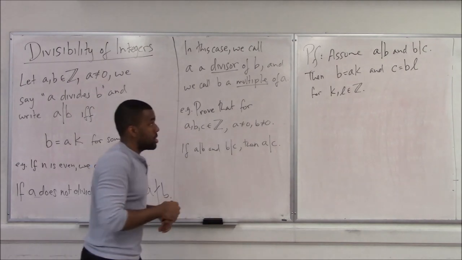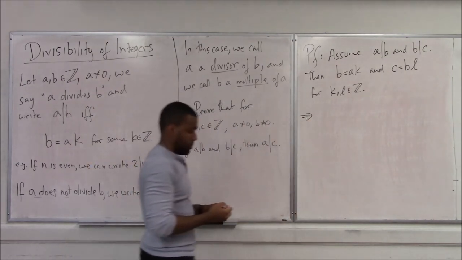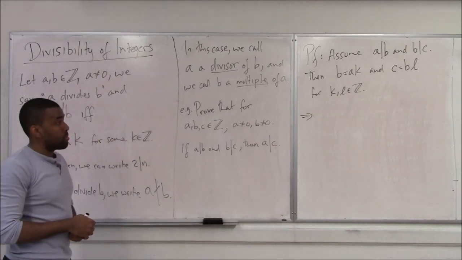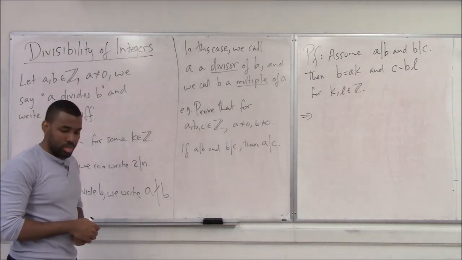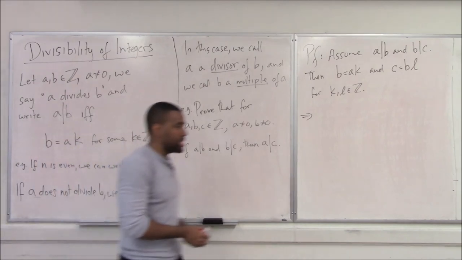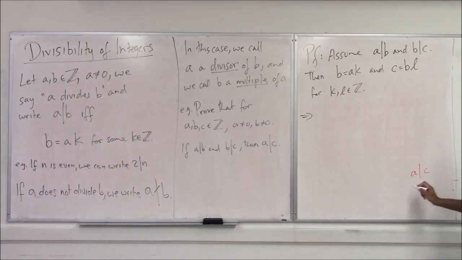Okay. This would mean what? First of all, where do we want to end up? That's always important, right? The end goal is always important. What do you want to be able to say ultimately? You want to be able to say that A divides C. Well, what does that mean? There's no remainder. C can be written in terms of A times something.